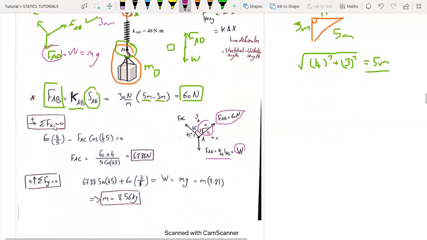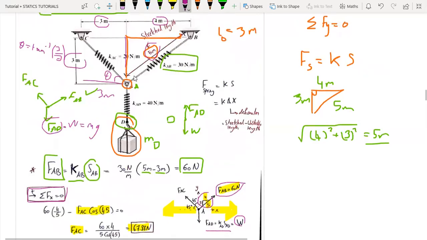So here applying the summation of forces in the x direction equals 0. First of all, we have 60 newtons times 4/5 in the positive x-axis direction, minus FAC cosine 45, equals 0. One equation, one unknown, we can find the value of FAC to be 67.88 newtons. And by the way, we can find easily the angle here. If we don't want to use the triangle, we can say theta is equal to tan inverse 4/3.